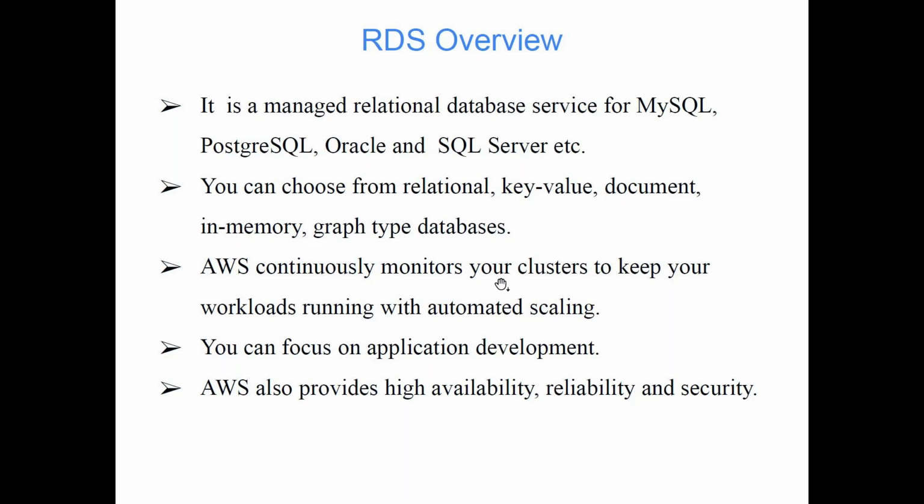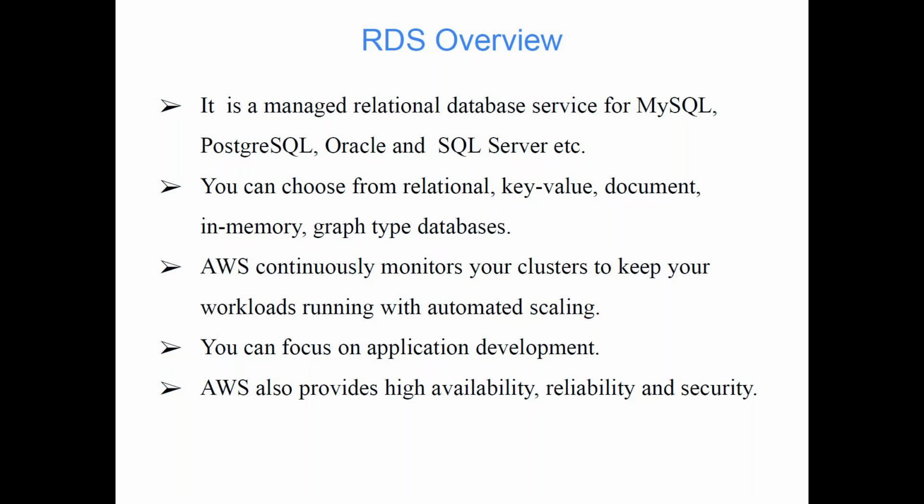AWS continuously monitors your cluster to keep your workload running with automated scaling. As I said, if you are installing Oracle on an EC2 instance, that means you have to take care of everything. Maybe your load is increasing and the EC2 instance server is small, in that case your queries will start failing. But if you're going with RDS, AWS will automatically scale the cluster, scale the server as and when required, and you can focus on application development. You can concentrate on writing your SQL queries and all. You don't have to worry about underlying infrastructure, performance, scaling.